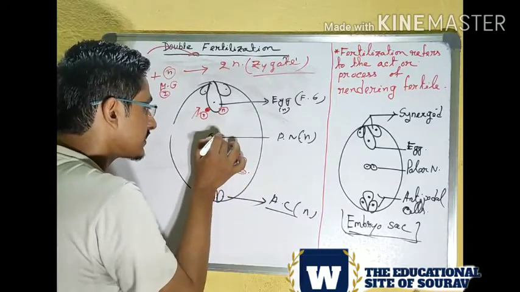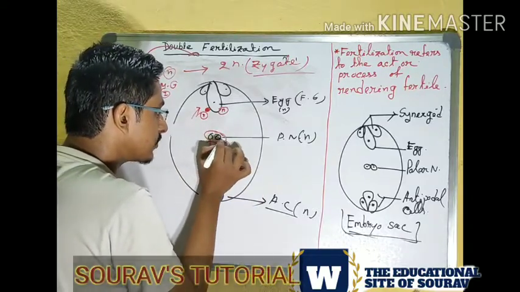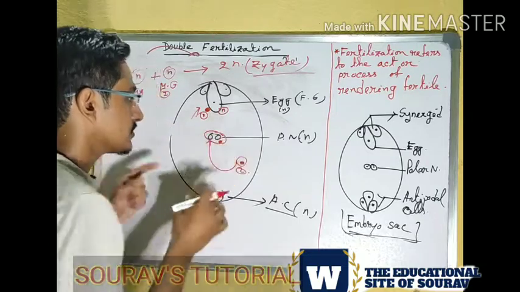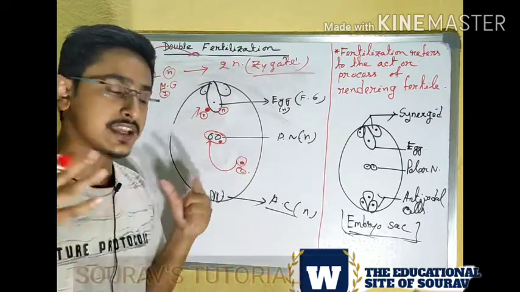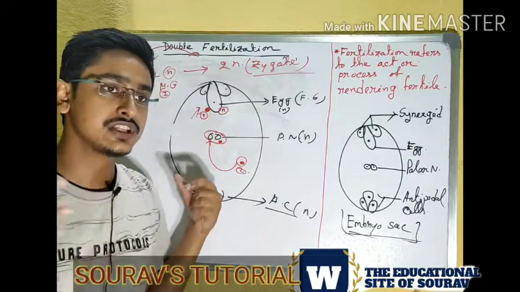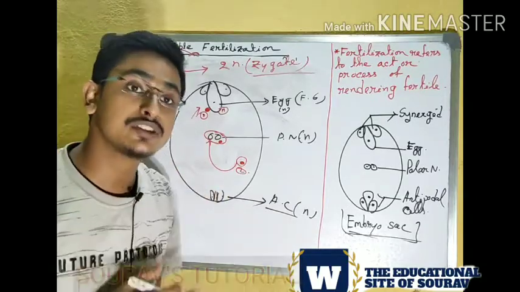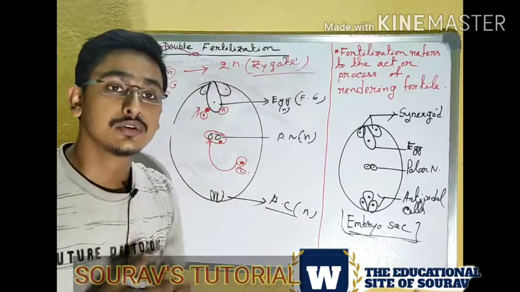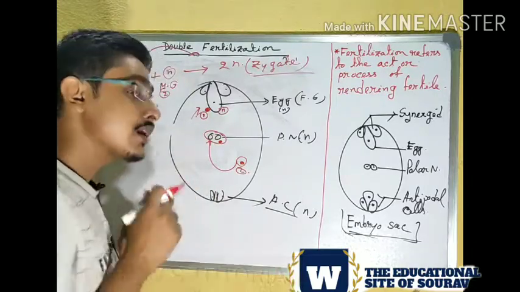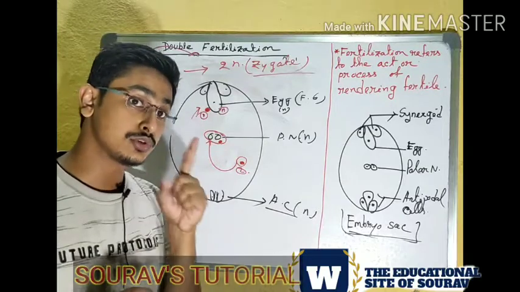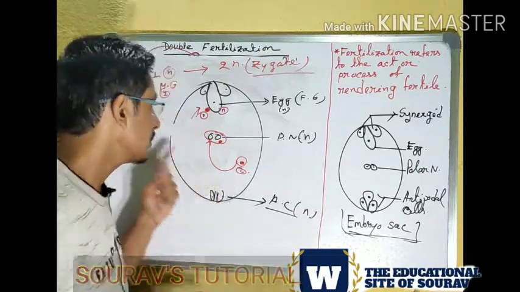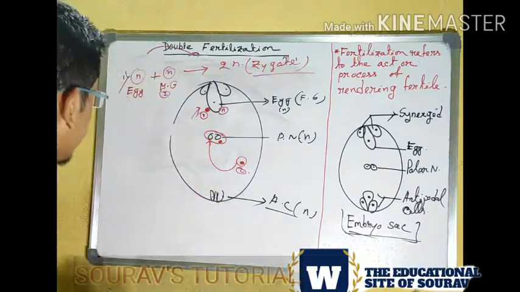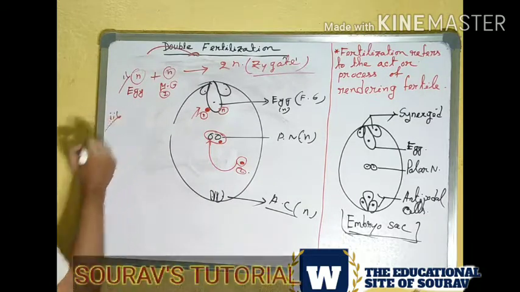That means into this polar nucleus there will be 3 nuclei. There will be the 3 nuclei, and they will combine with each other. These 3 nuclei also fuse with each other. So now 2 types of fertilization can be seen. This is the first condition, and what is the second condition?